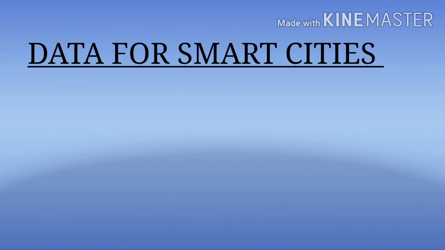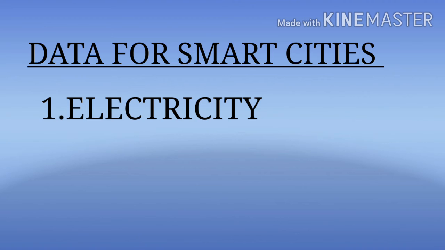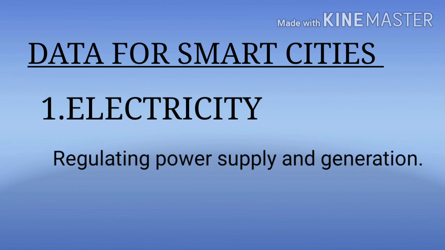The next is data for smart cities. Children, we know that data is one of the main important domains of AI. So here the devices are gathering a lot of data for making our homes, buildings and cities smarter. So let's see what the smart cities are using this collected data for. So the first one is electricity. The smart devices in the smart building can keep track of energy consumption and usage. That will help us in reducing the consumption. The data from individual buildings can be used by cities for regulating the power generation and supply. For example, if my electricity is prepaid, I can just check how much money is remaining and I can reduce my power consumption according to that.